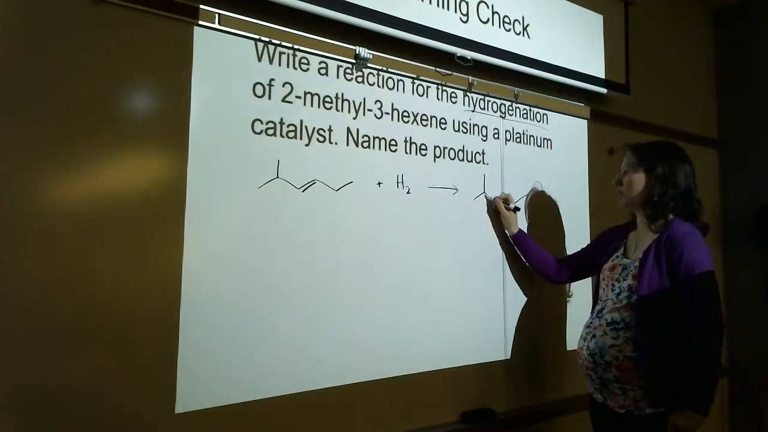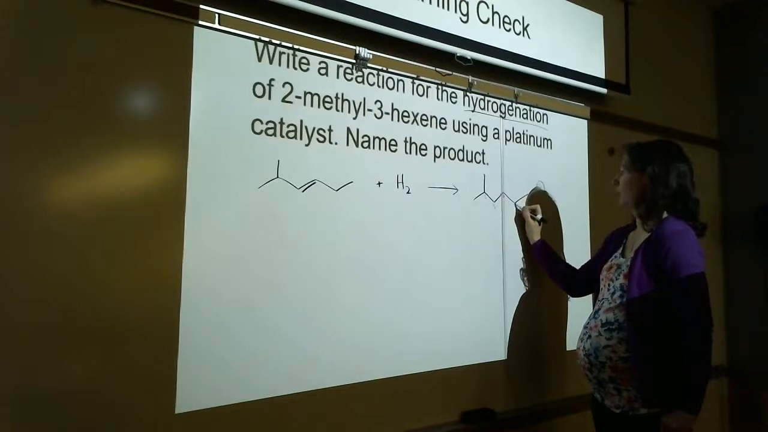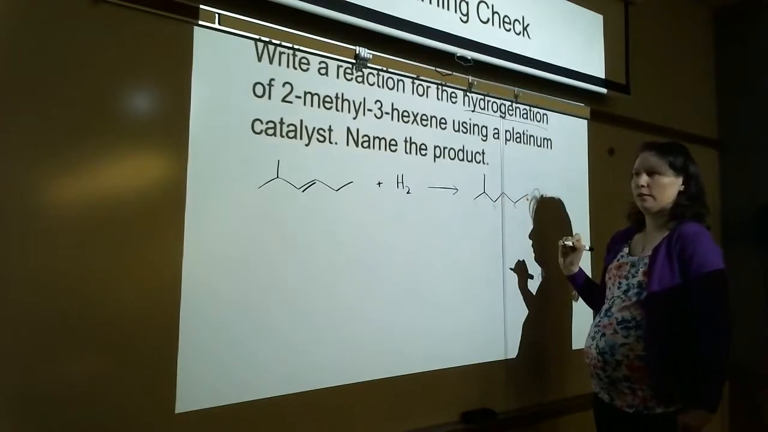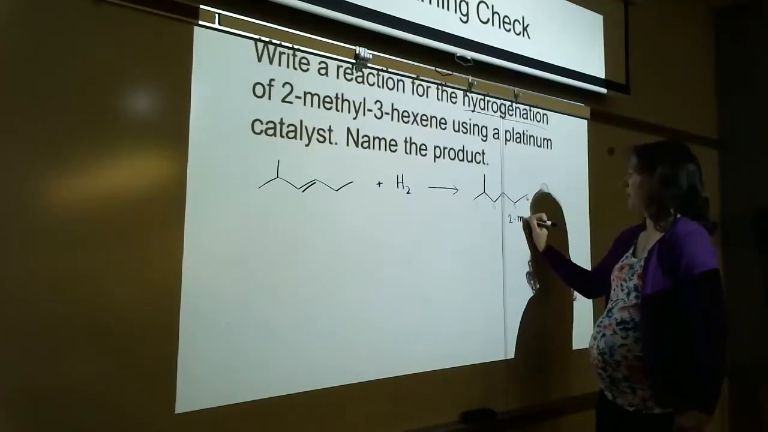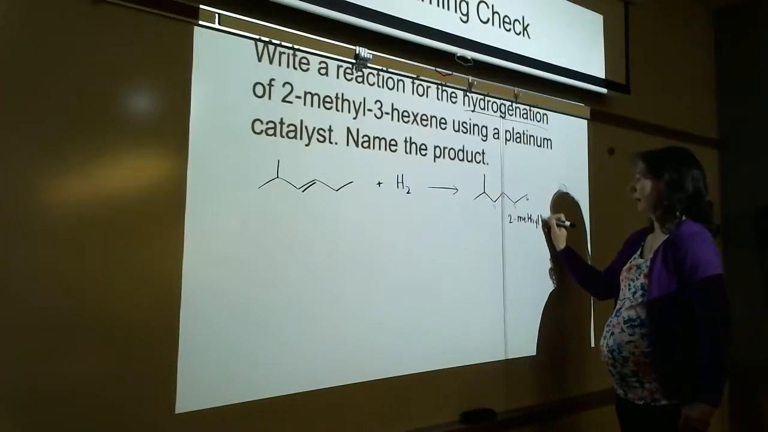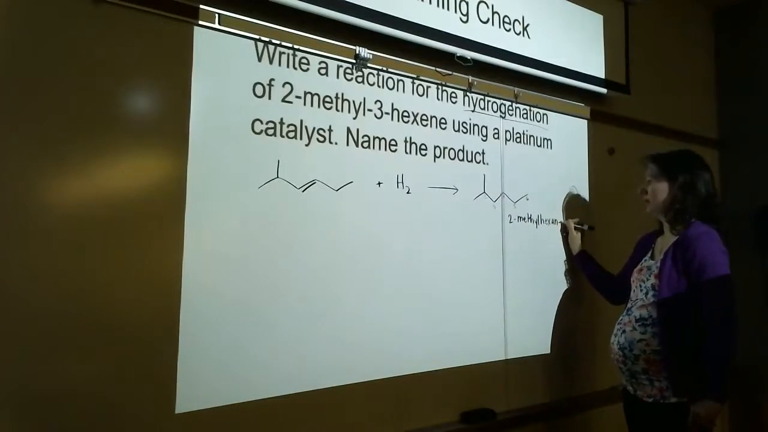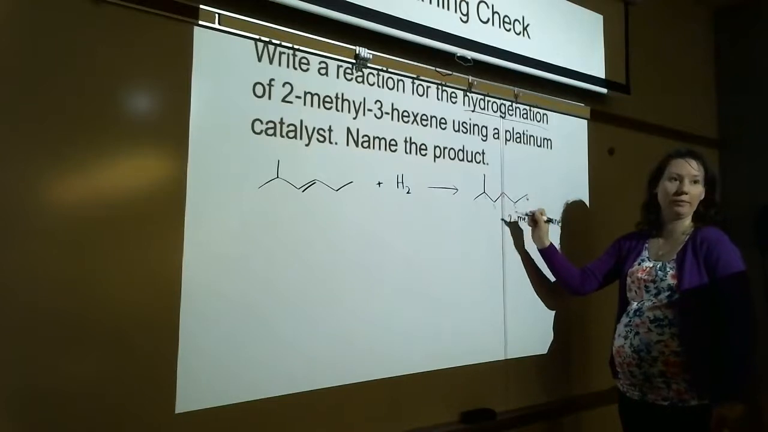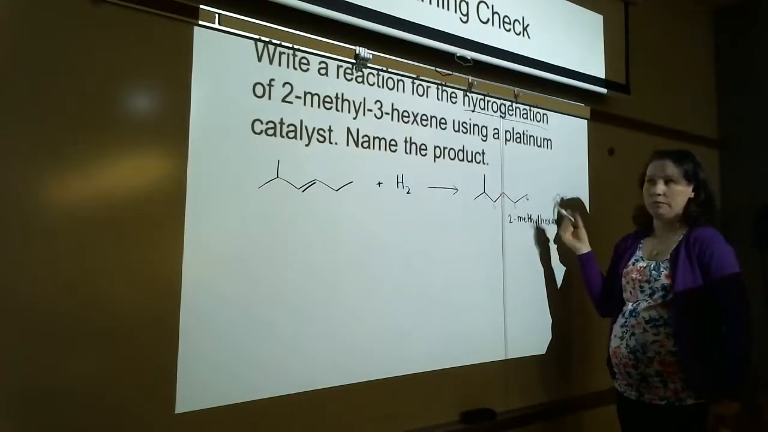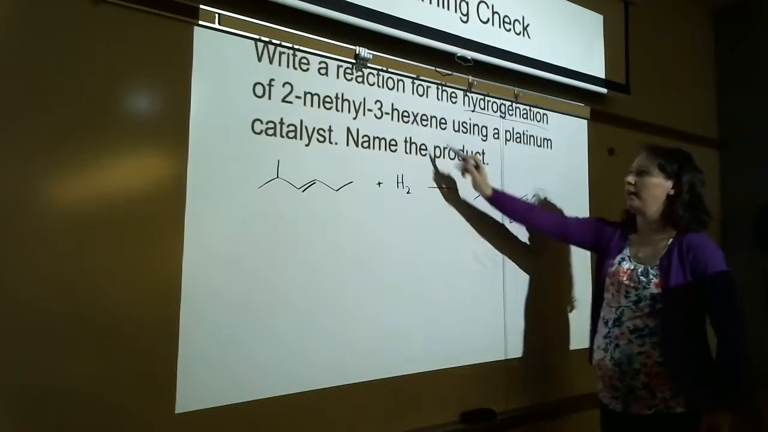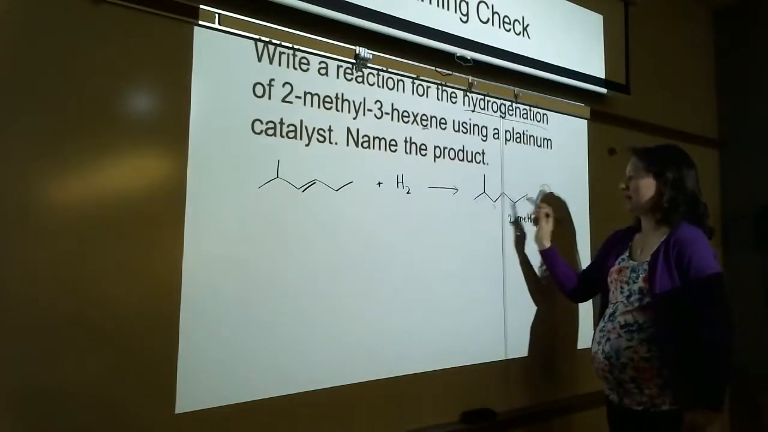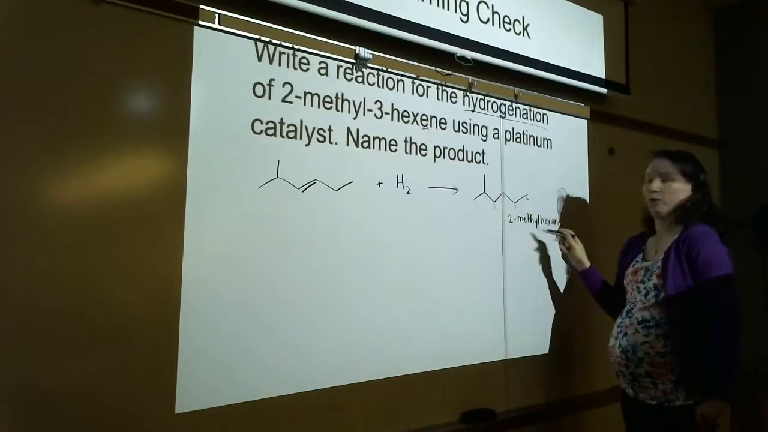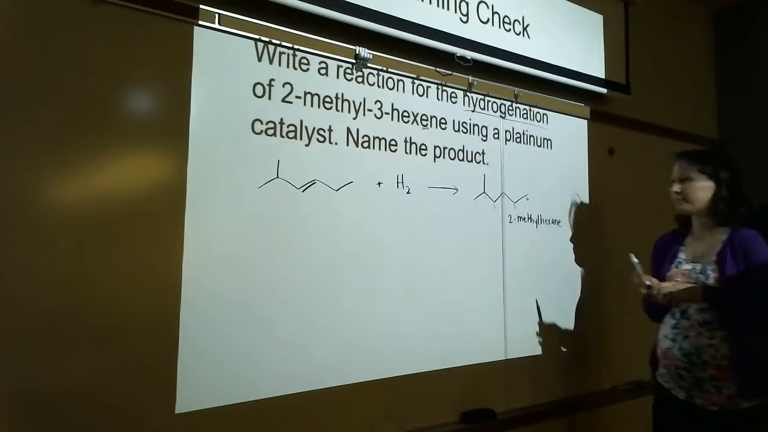Well, it's just one, two, three, four, five, six. Right? This is just 2-methylhexane. Right? Because there's no more double bond anymore. So I don't have to worry about anything else. We've taken that alkene and reduced it down to an alkane, and then that substituent just came along for the ride. Does that make sense?